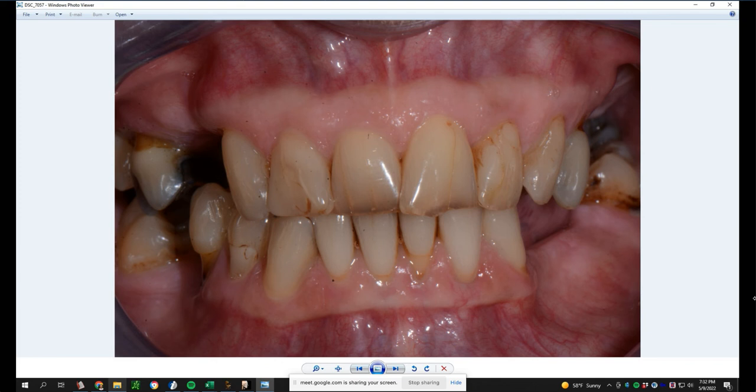Her overall desires and goals are twofold. She wants function and esthetics. She is not able to chew very well, and she hates the look of her teeth. She doesn't smile. She hides her teeth as much as possible. So, do you want to flip through some of those other pictures real quick? Sure.